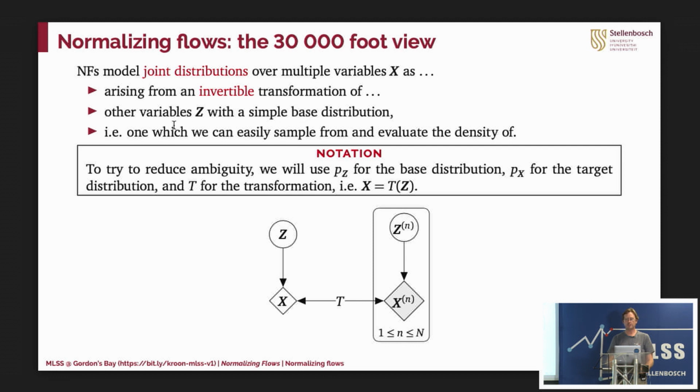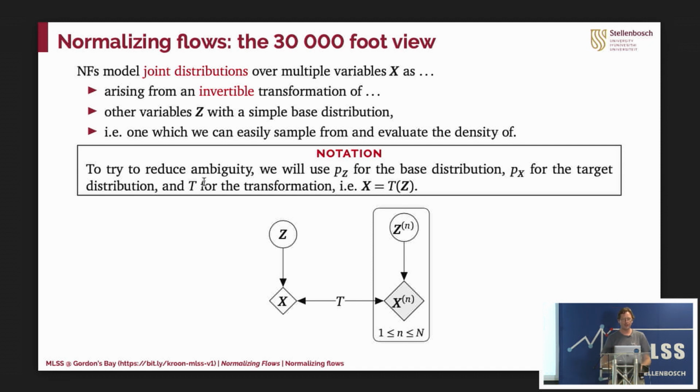So this simple base distribution z is something we want to be able to work with. Usually it's something that we can easily sample from, because that is what is going to allow us to sample from the complicated distribution. And we want to be able to evaluate its density, because that is what's going to allow us partially to evaluate the density of an observation. Now I will mostly use pz for the base distribution and px for the target distribution, because they'll both be floating around, and t for the transformation.